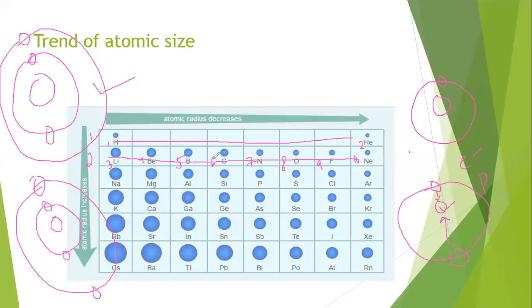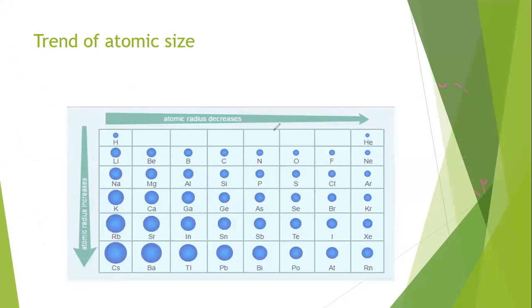Because all these atoms of the second period have only 2 shells. Neon also has 2 shells. If I draw the structure of neon, here you can see the first shell has 2 electrons, neon having atomic number 10. First shell has 2 electrons and the second shell has 8 electrons. 1, 2, 3, 4, 5, 6, 7 and 8.